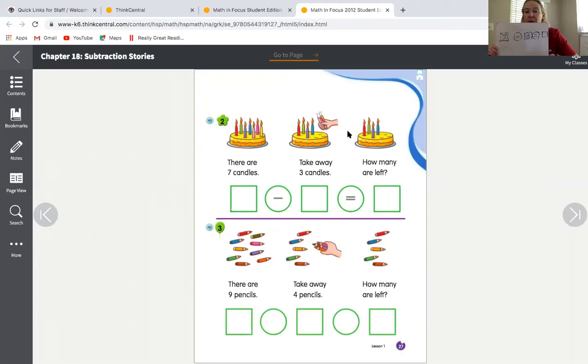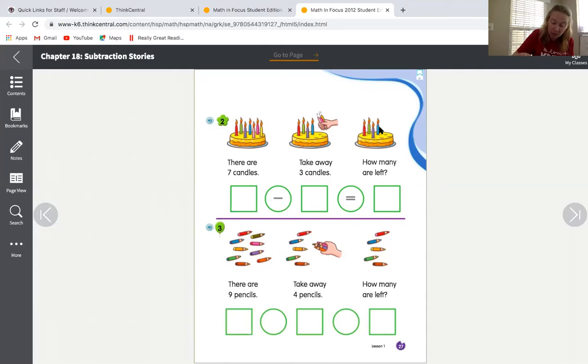When you have 7 and you take 3 away, let's count. I'm going to use my little arrow. 1, 2, 3, 4. Awesome. So you should be putting the number 4 in that box. 7 minus 3 equals 4. Say it with me, boys and girls. 7 minus 3 equals 4. Way to go. We're going to do the next one underneath that is showing the pencils.